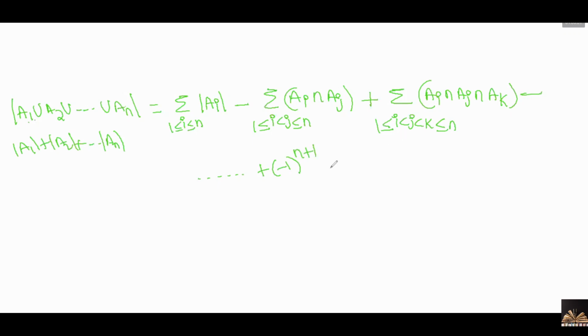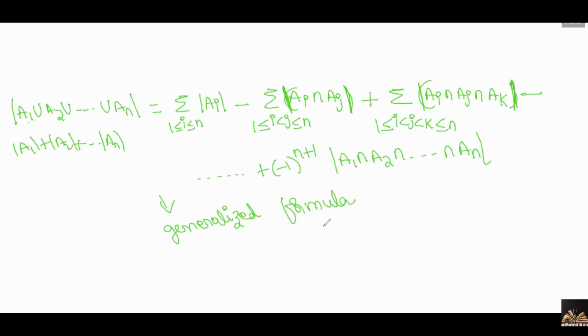Why? Because you don't know how many terms there are, you don't know the value of n. So you write the cardinality of A1 intersection A2 intersection and so on up to An. Clear? So this is the generalized formula. You can apply it for any number of sets. Take down.